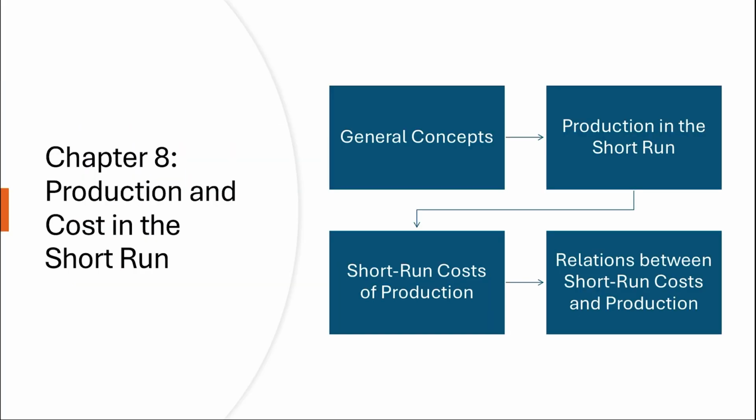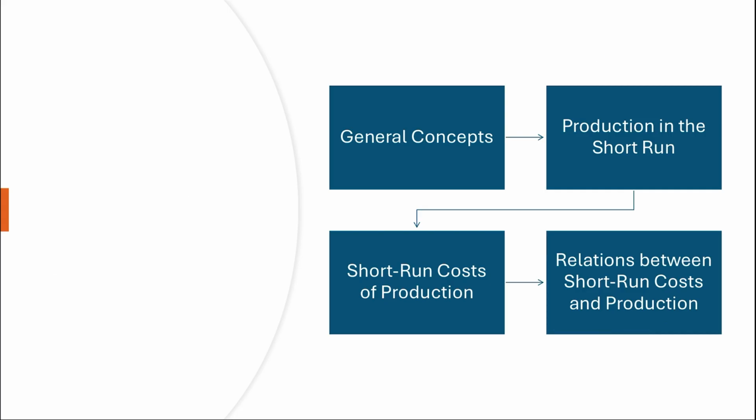Okay, so Chapter 8 is about production and cost in the short run. First we'll start with some general concepts, then look at production in the short run. That's this mapping from inputs, so we have capital and labor, to our output, our quantity. Short run cost of production is thinking about, given that relationship, for different quantities, what is our cost? And then we can think about some of the various relations between short run costs and production.